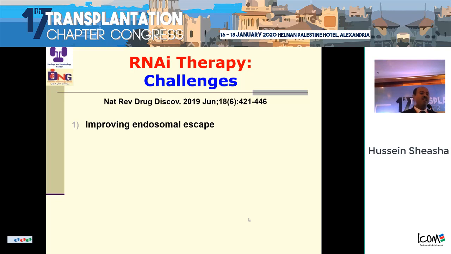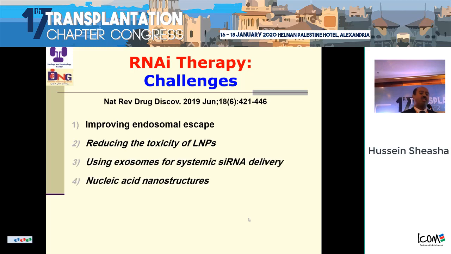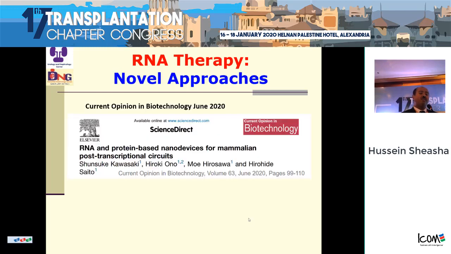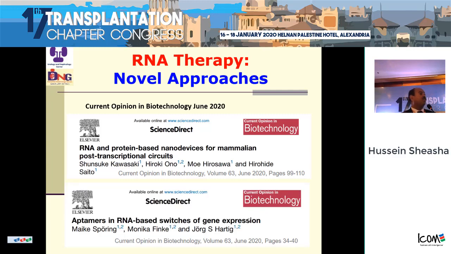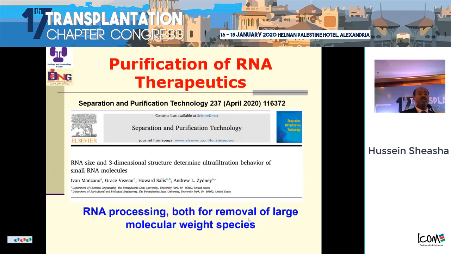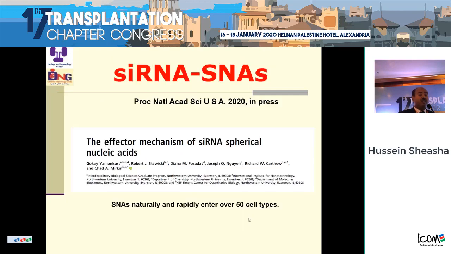We need to improve how to escape from endosomes, from toxicity, to have other alternatives. And I think these are 2 very recent articles that will appear in the issue coming in June, showing that we may improve the RNA protein based on nano devices. So we may have dedicated nano devices, or even aptamers, which are the switch on and the switch off of the translation. And the purification of RNA therapeutics may be another challenge. And using even natural and rapid, using the spherical nucleic acid technique.